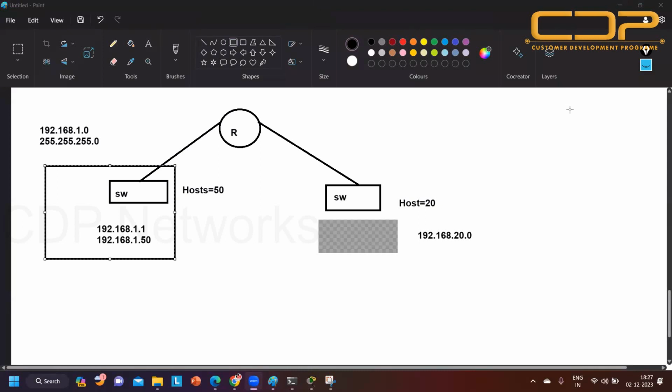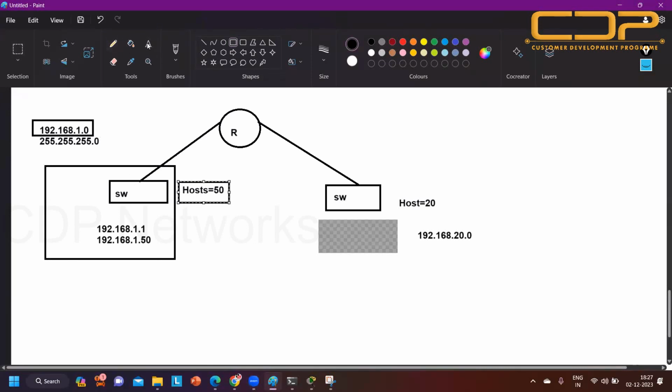With the help of subnetting, I can divide a large network into smaller networks. This is a large network with 254 IP addresses, but let's say I need only 50 IP addresses. So I can divide this network, but without subnetting, we cannot divide a network.